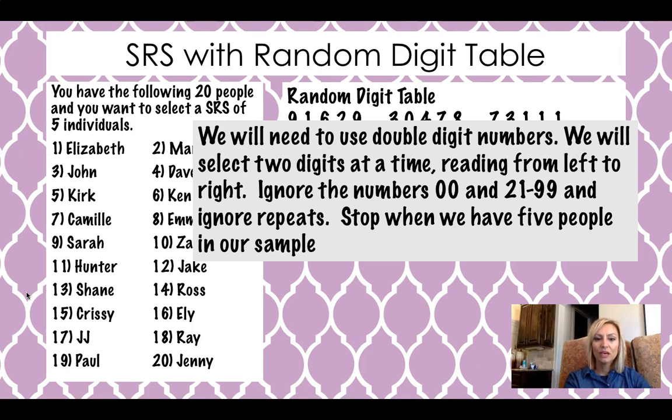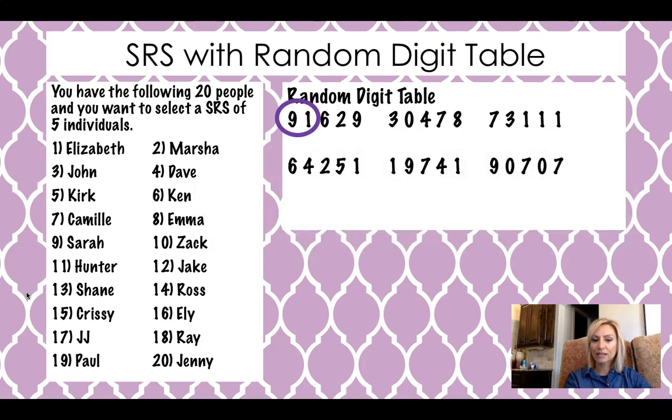So here we go. The first 2 digits that are selected are the numbers 91. Well, those don't represent anybody in our population, so they're actually useless in this example. We're going to cross them out and keep going. The next 2 digits represent 62. Again, outside of our population, we're going to keep going. 93 is an ignore. And 04 actually represents a person, so we've selected Dave for our sample.